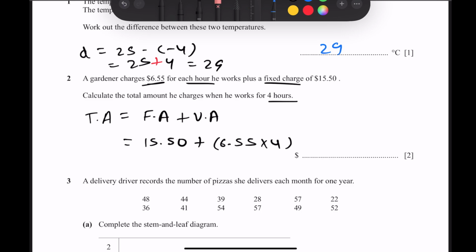He has two components of his salary, where one is this fixed charge of 15.50 that he always earns regardless of how many hours he works, and the variable amount, which is equal to the amount he charges per hour times the number of hours. Because if he earns $6.55 for each hour for 4 hours, that means that the amount he earns for 4 hours from this per hour charge is equal to 6.55 times 4. Now this total is equal to $41.70.